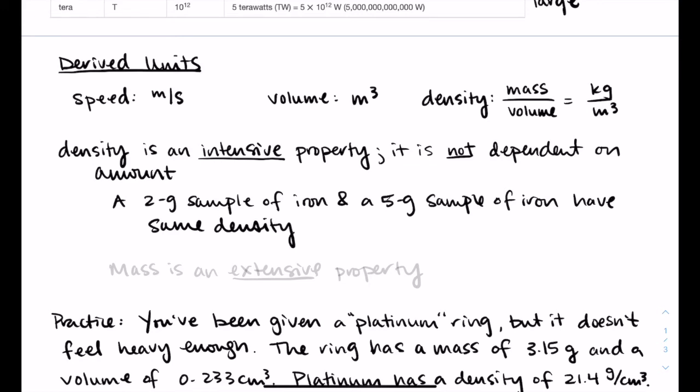And just so you have it, the opposite of an intensive property is an extensive property. So mass is an extensive property. This is something that depends on the amount that you have.